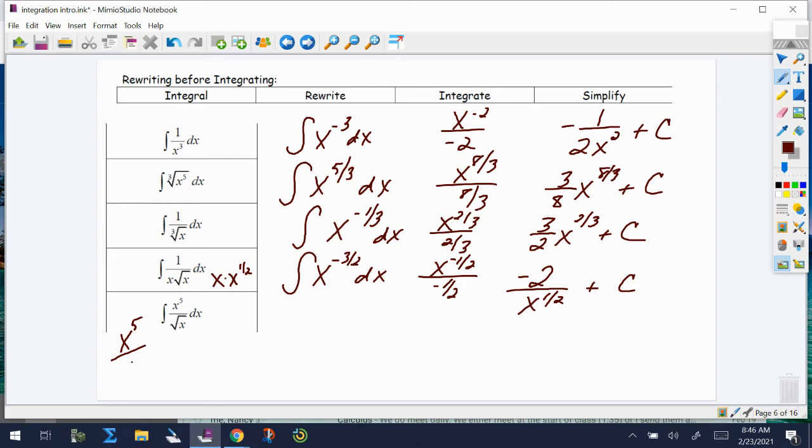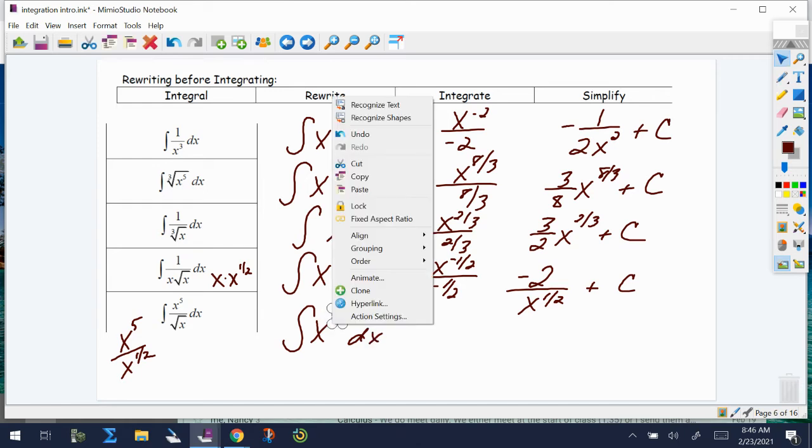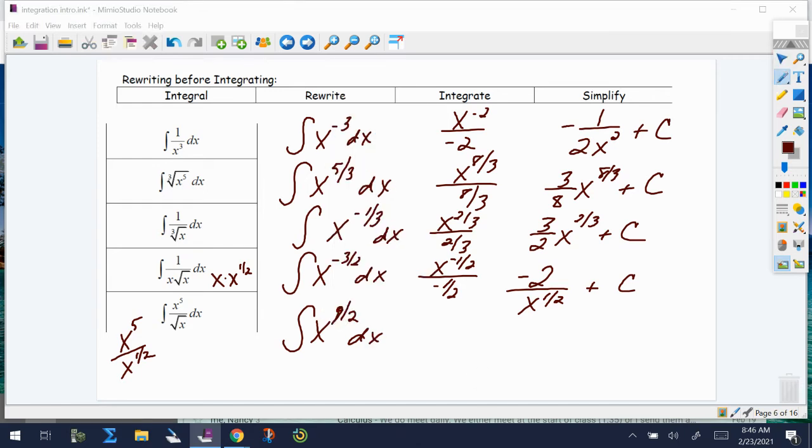And then finally, the last one, you're going to want to subtract exponents. So you have an x to the 5th over x to the 1/2. So you're going to do 5 minus 1/2, which is 4.5 or 9/2. So that is my rewritten version, x to the 9/2. It's a messy 9. And then power 1 greater would be x to the 11/2 over 11/2, which can be rewritten as 2/11 when I multiply by the reciprocal, x to the 11/2 plus c.